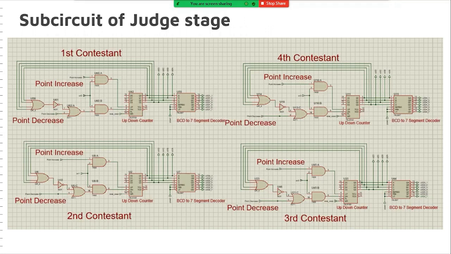The second sub-circuit is the judge stage. It consists of 4 identical segments for our 4 contestants. Our goal is to increase or decrease the current score of each contestant depending on which toggle switch the judge has pressed. Next.